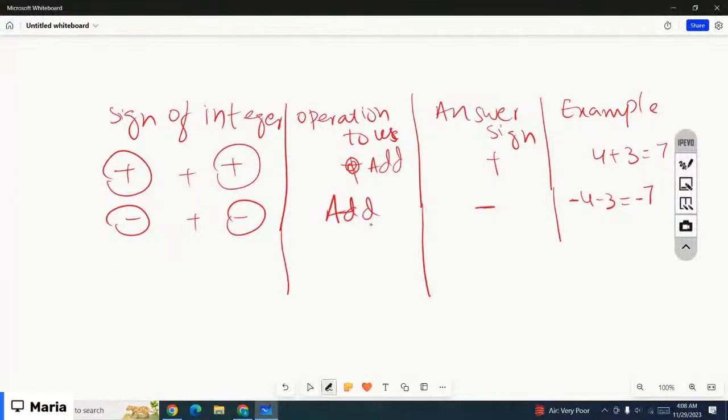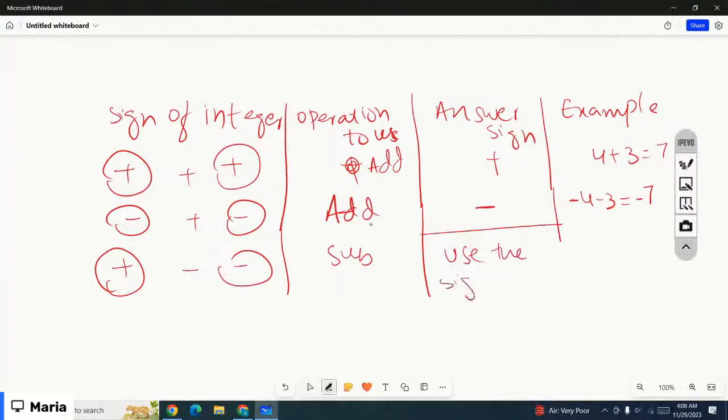Okay, the next one is you have a positive number and a negative number, right? For these numbers, the sign depends on the bigger number, right? You have to subtract them, but use the sign of the bigger number.